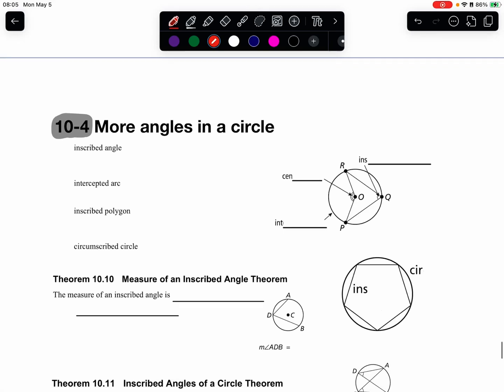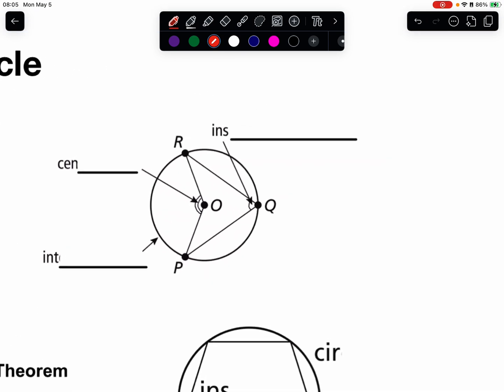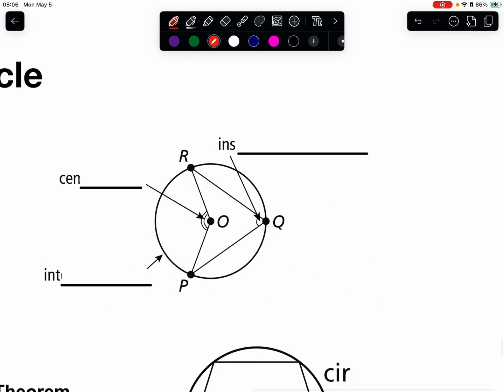Lesson 10-4, more angles in a circle. Let's begin with a few definitions here. We'll start with the diagram because a picture is worth many words. And so let's start with this angle that we already know, the central angle. That's the guy whose center is in the middle.